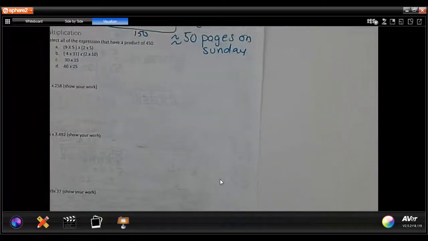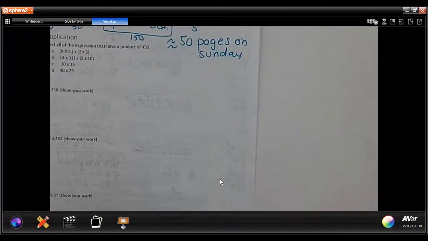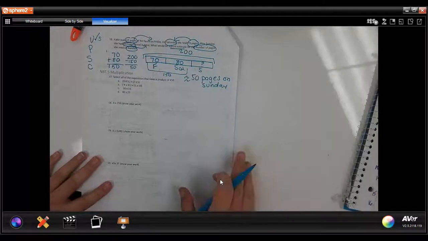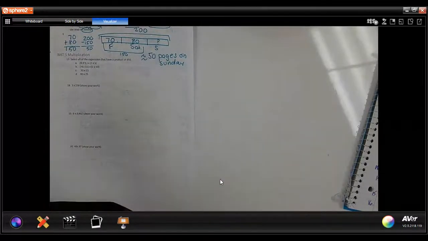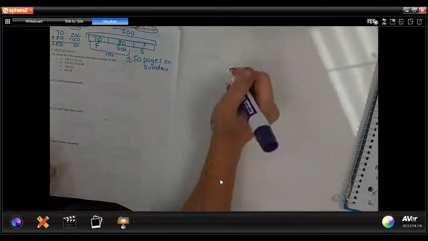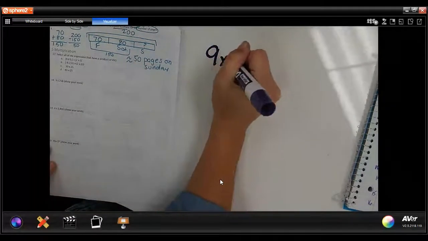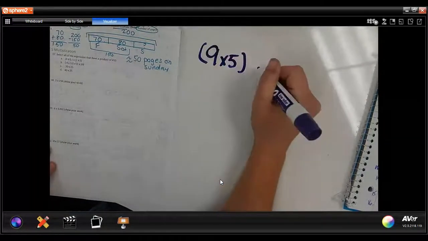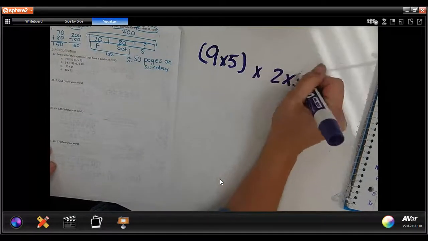I'm actually going to write over here on the table because it will be easier for you to see, and I will not have enough space on the paper for you all to be able to see it. So the first one is 9 times 5 times 2 times 5. So 9 times 5 in parentheses times 2 times 5.